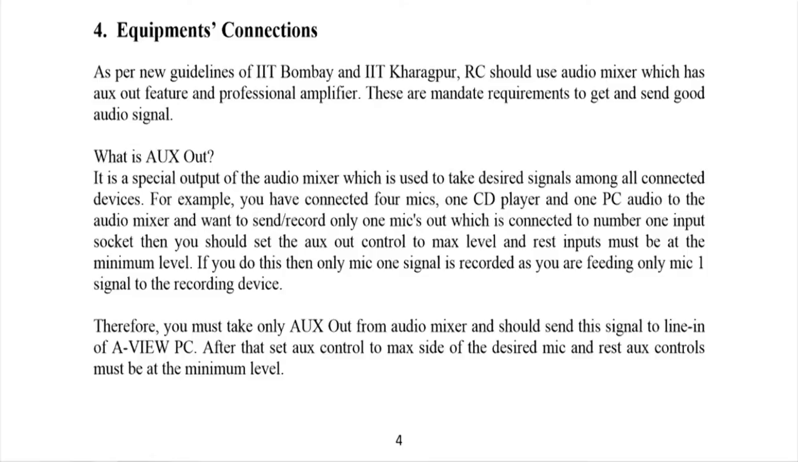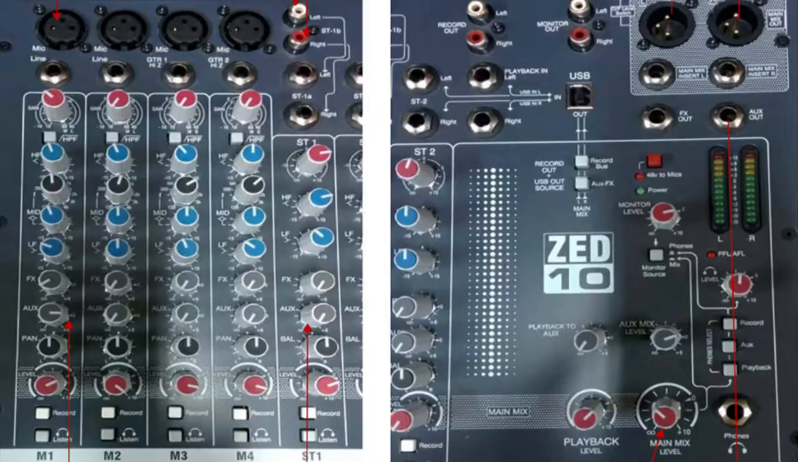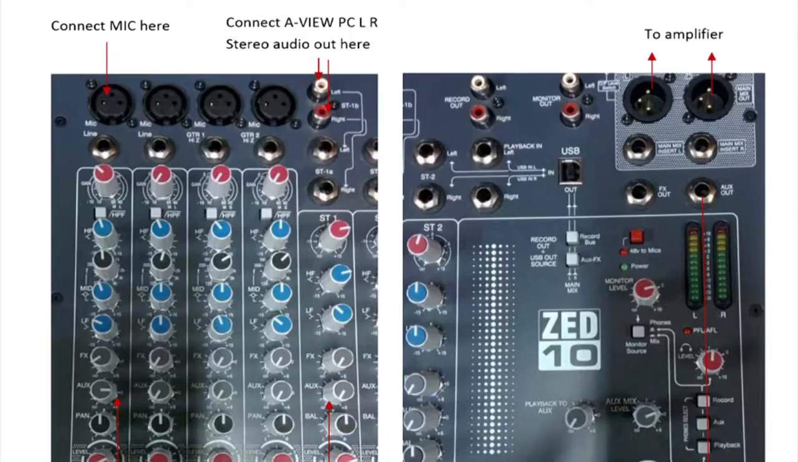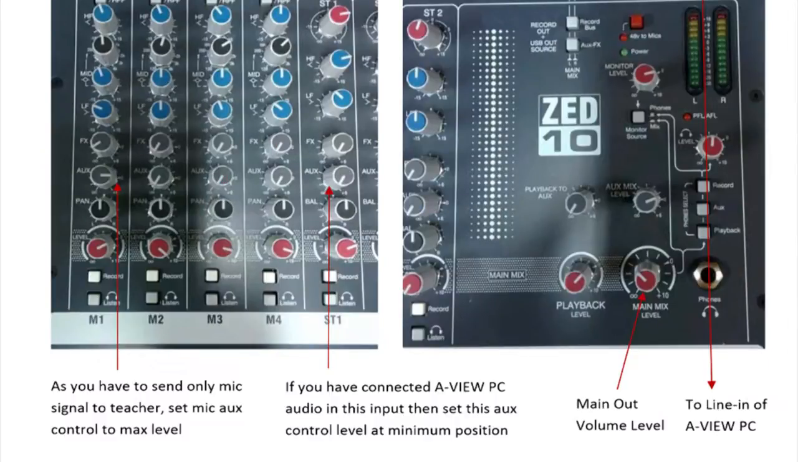For the equipment connections, you need to buy an audio mixer with an aux facility. What is the aux facility? We have mentioned it here, along with diagrams. Suppose in a general output, you have connected to my one AV machine; the consolidated, mixed signal of all the inputs, you can take out. But if you have an auxiliary facility, then you can control the output. Suppose you have connected your microphone to input number one, and your AV system output to input number two, and you are taking control through the aux out facility. If you increase the aux gain of mic one, you will get only the microphone output, not the AV machine's output. If you do this, echo will be resolved. No echo will be generated.